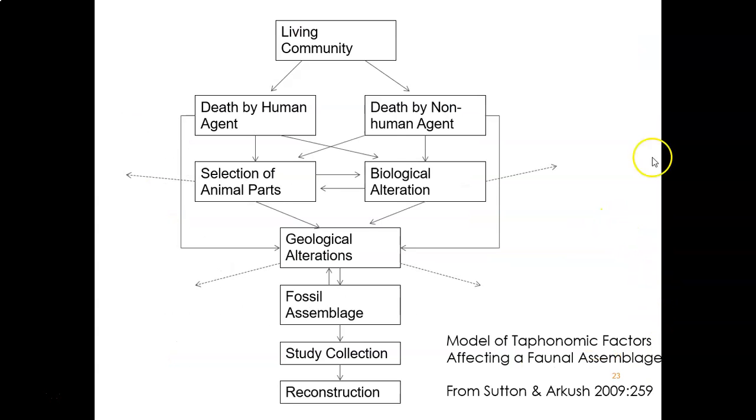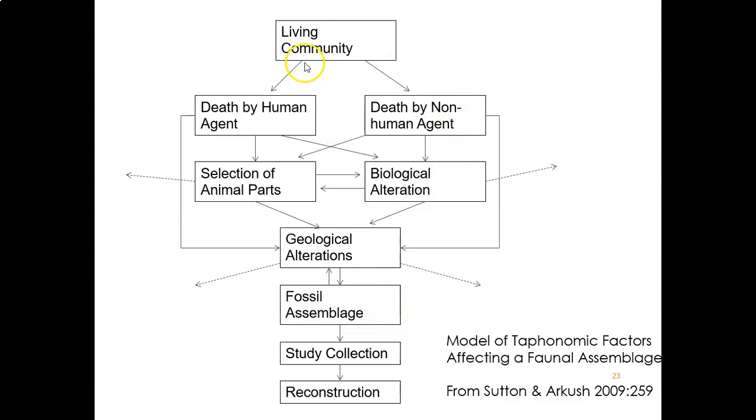Okay. So I love this model because what it shows is that it's never really ever one thing when we deal with faunal bones, that often there's a whole bunch of different things that occur in this taphonomic process. So we begin with our living community, right? And this is not what we're dealing with as archaeologists. What we're dealing with is the fossil assemblage.